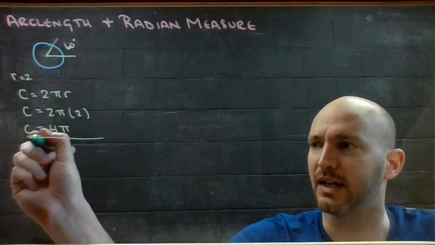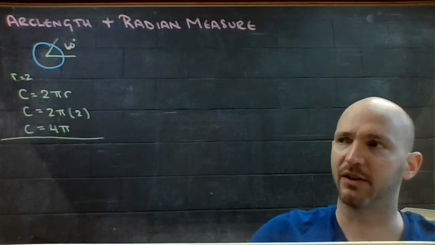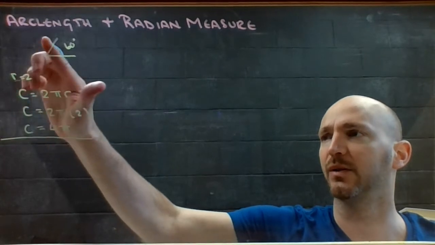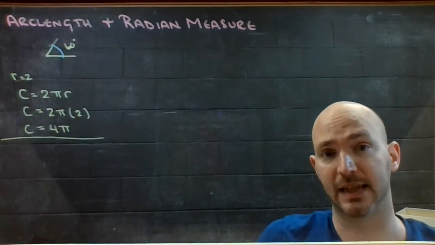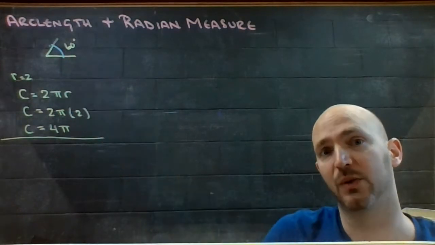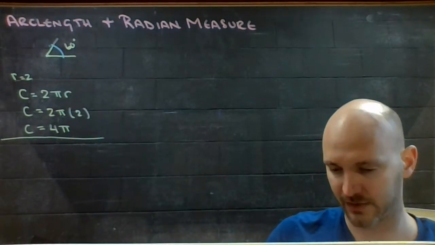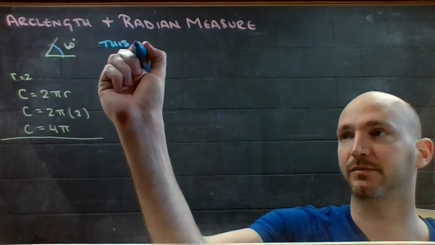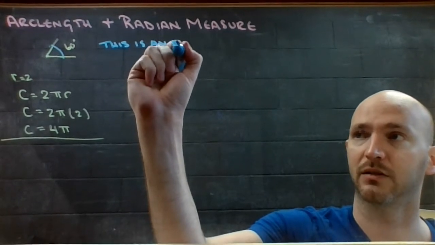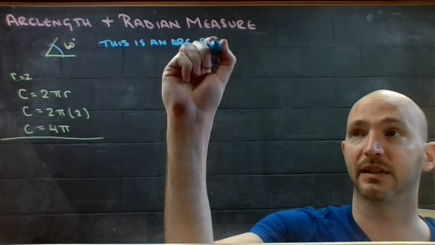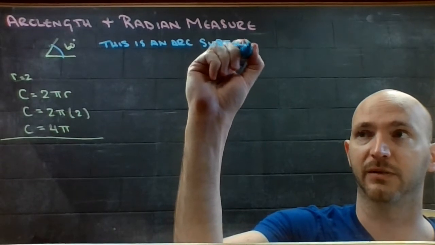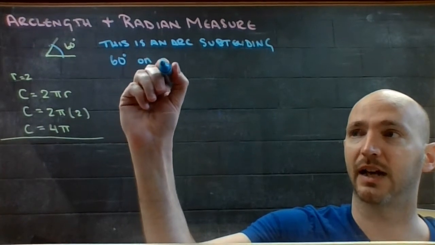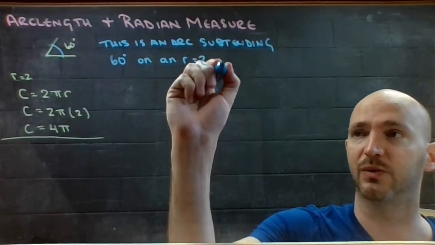Now that that's done, I have this wedge here, and basically I'm erasing the entire circle and asking only about that chunk there. How long is that? So the word that we're going to use for that is an arc. So this blue thing, this is an arc. Subtending, there's a $10 word for you. Subtending 60 degrees on an r equals 2 circle.